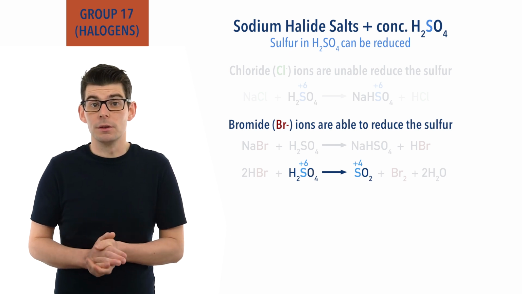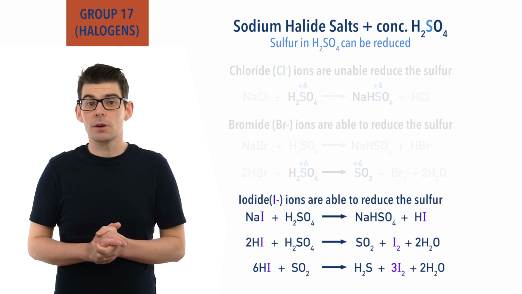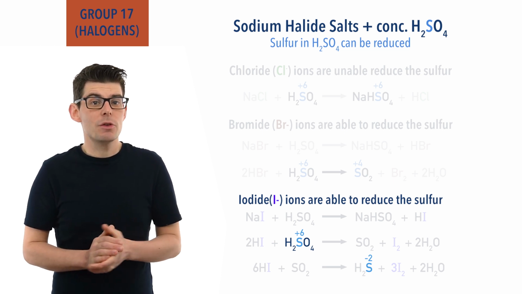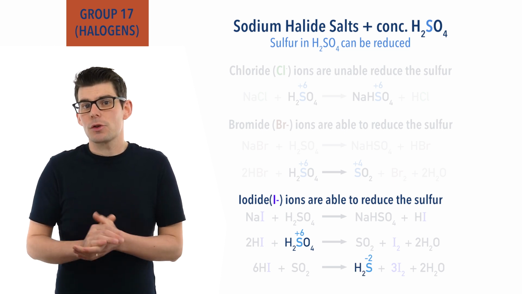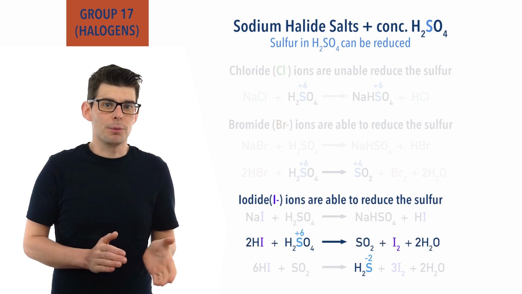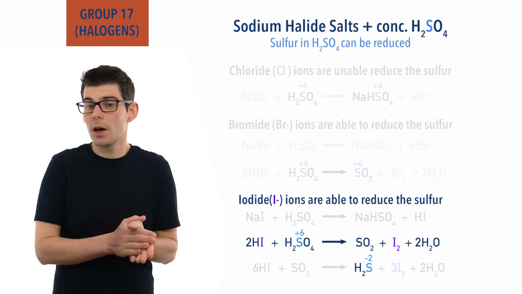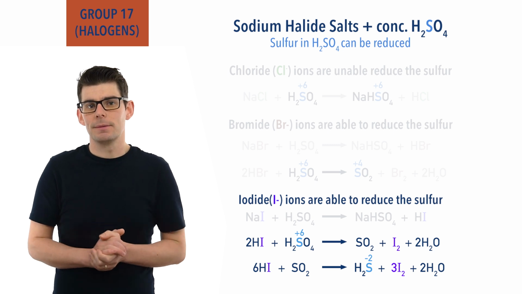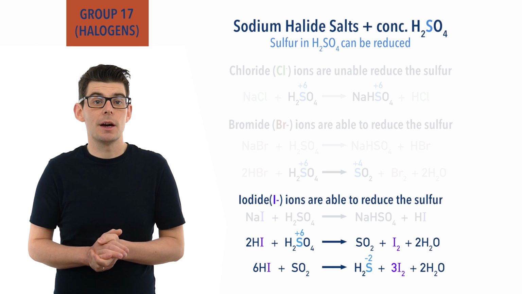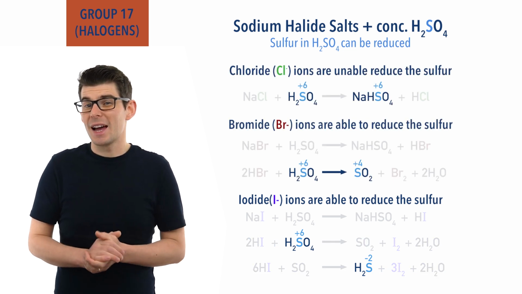Iodide ions from sodium iodide, NaI, are able to reduce the sulfur from a +6 oxidation state all the way to -2 in hydrogen sulfide, H2S. Again, the reaction has to occur in steps, with sulfur dioxide, SO2, being formed, as with bromide ions. However, this time the SO2 can go on to react with hydrogen iodide to form H2S. This nicely highlights the trend in reducing ability of the halide ions, increasing down the group, and is often a requirement of most exam boards at this level.